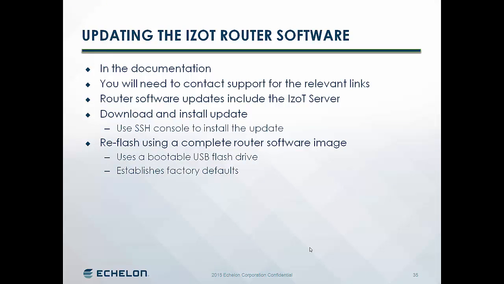So how do we update our IzoT router software? It's in the documentation. Go to the URL that we gave you previously. You will need to contact support for the relevant download links. The router software also updates the IzoT server. So you have a couple of options to update your router software. You can download and install the update using an SSH console, or you can reflash the complete router with a complete router software image, for which you'll need a bootable USB flash drive. However, this will establish factory defaults and invariably clear out your own user data as well.